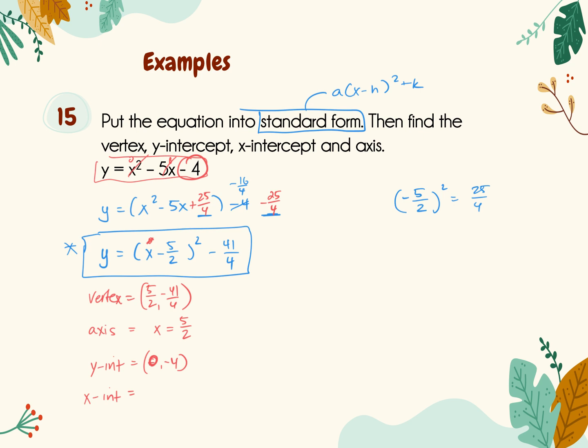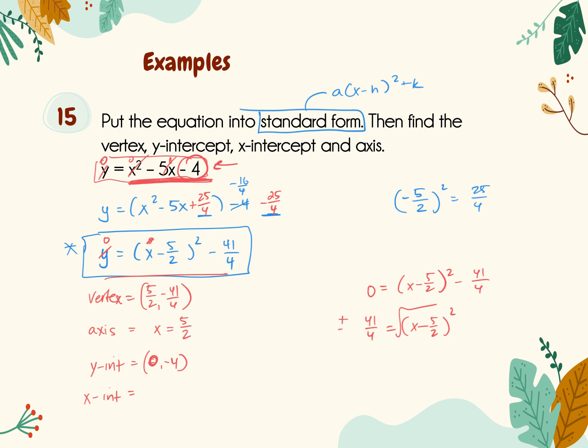So again, how you find the x-intercept is you're going to make the equation equal to 0. I could go back and make this equation equal to 0, or I could go here and make it equal to 0. If this is not factorable, which it's not, I probably will just do this one. Okay, so I'm going to do 0 equals x minus 5 over 2, squared, minus 41 over 4. I'll start by adding 41 over 4 to both sides. Basically, I'm isolating what's being squared.